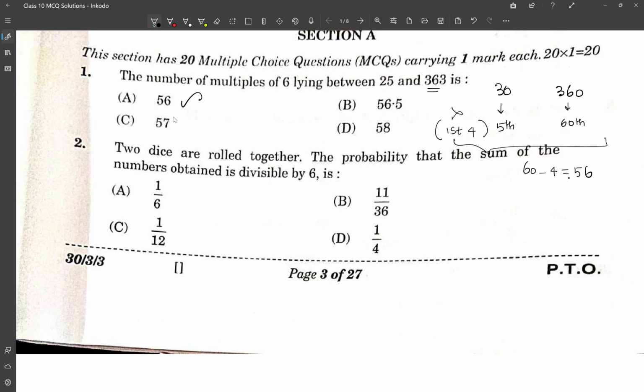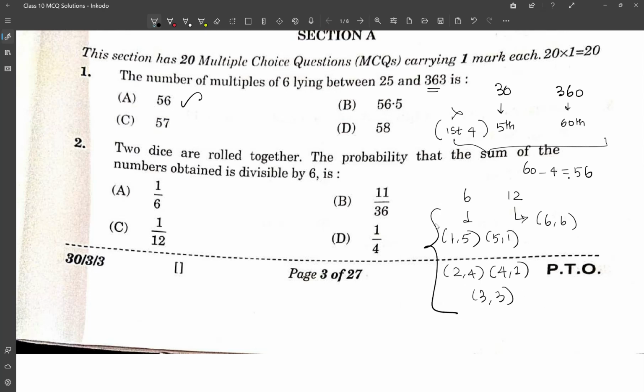Two dice are rolled together. The probability that the sum of the numbers is divisible by 6. So the numbers that can be divisible by 6 are only 6 and 12. For obtaining 12, we have to roll a 6 comma 6. To obtain 6, you'll have to obtain 1 comma 5, 5 comma 1, 2 4, and 4 2, and 3 comma 3.